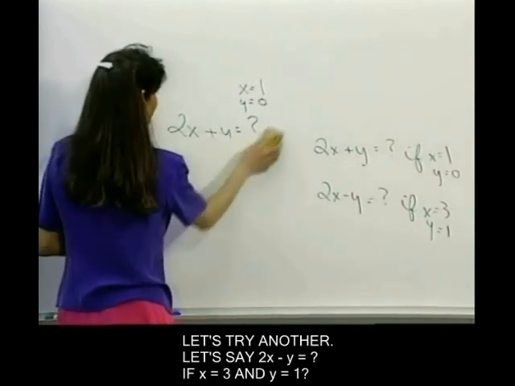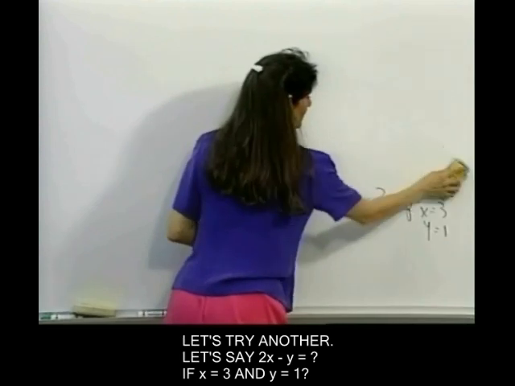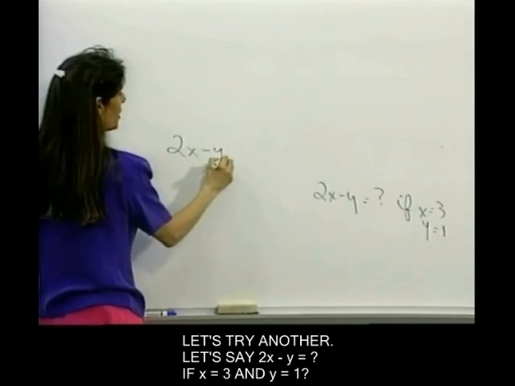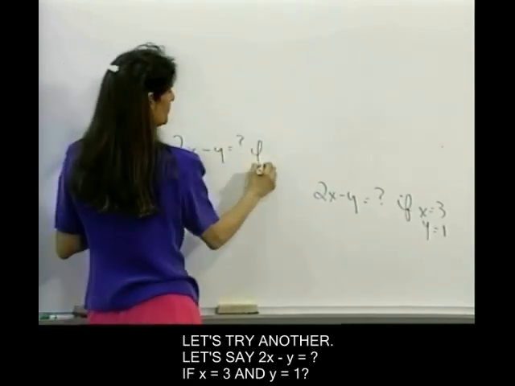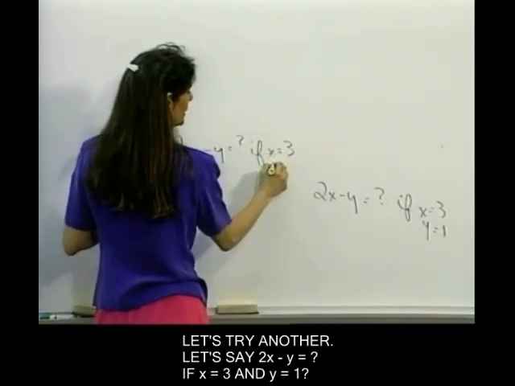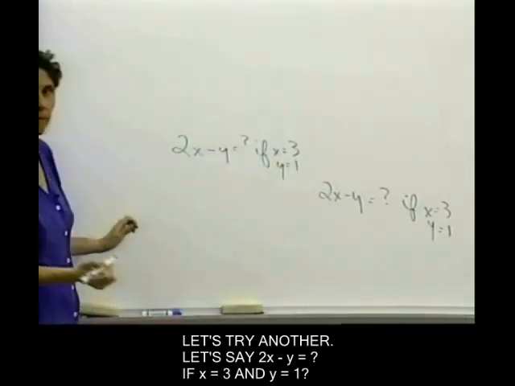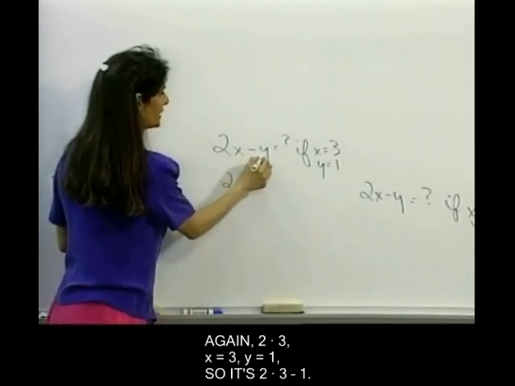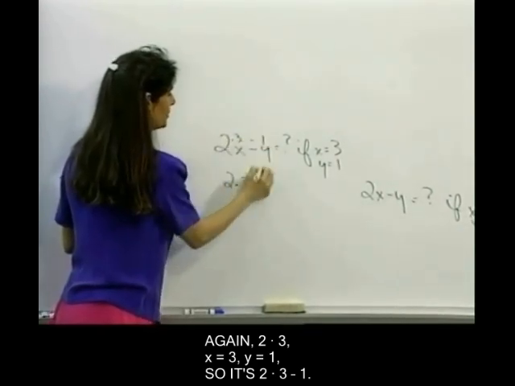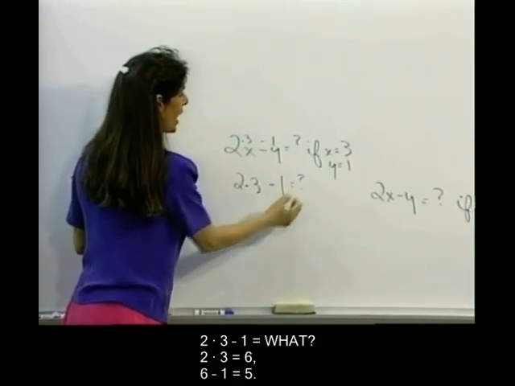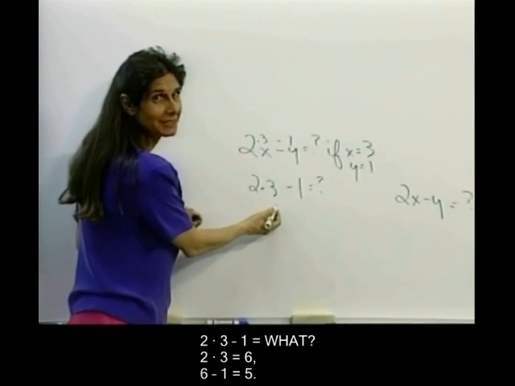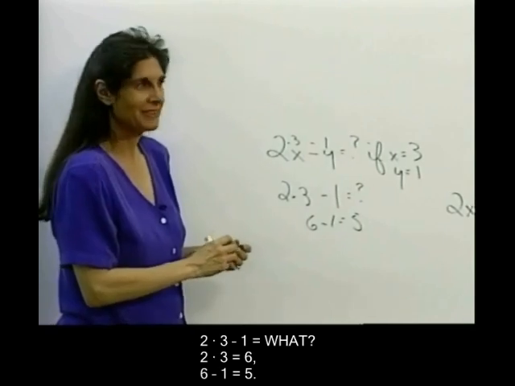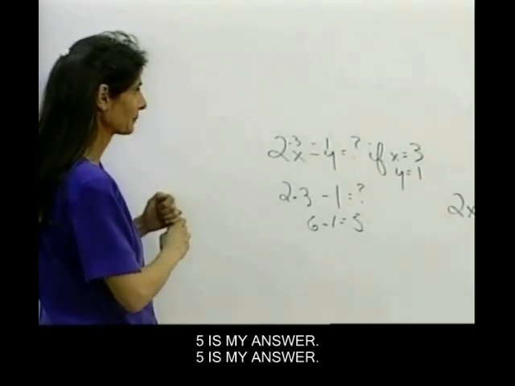Let's try another. Let's say 2x minus y equals what? If x equals 3 and y equals 1. Again, x is 3, y is 1. So it's 2 times 3 minus 1. 2 times 3 minus 1 equals what? 2 times 3 is 6. 6 minus 1 equals 5. 5 is my answer.